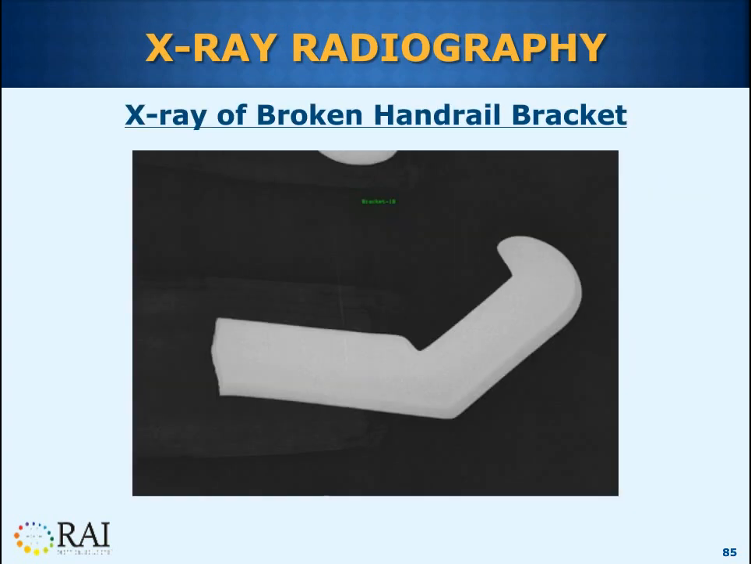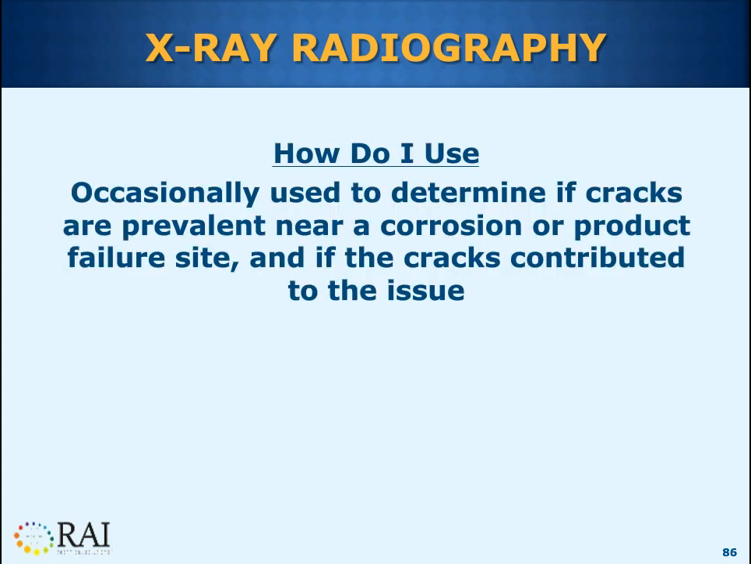Here's an example from my work. This X-ray showed that there were no cracks in the metal handrail bracket that I described earlier in this presentation. And by showing that there were no cracks, on this particular job, I was able to demonstrate that the bracket itself was not at fault. So how do I use X-ray radiography? I use it occasionally to determine if cracks are prevalent near a corrosion or a product failure site, and if the cracks contributed to the particular issue.